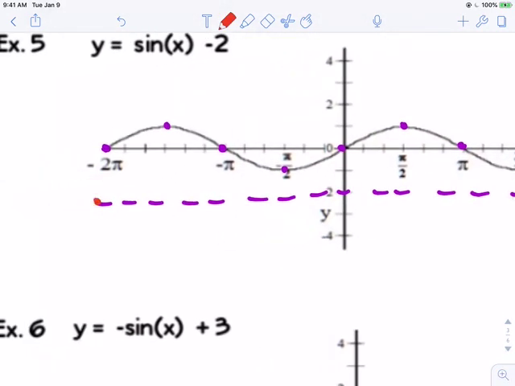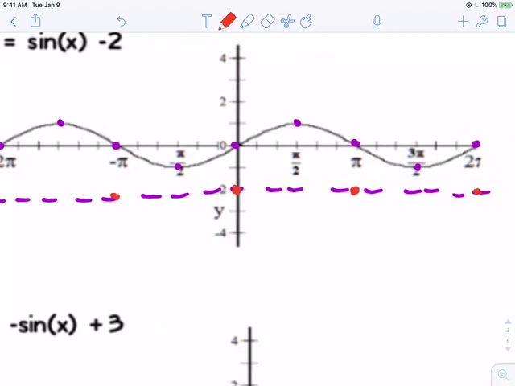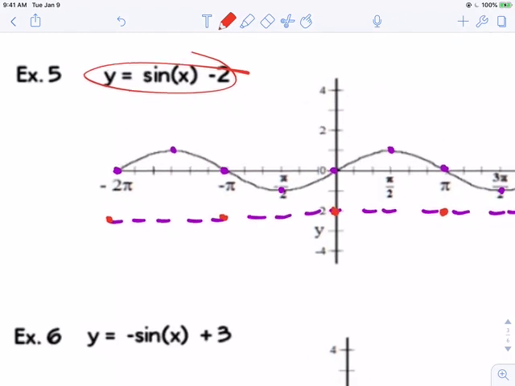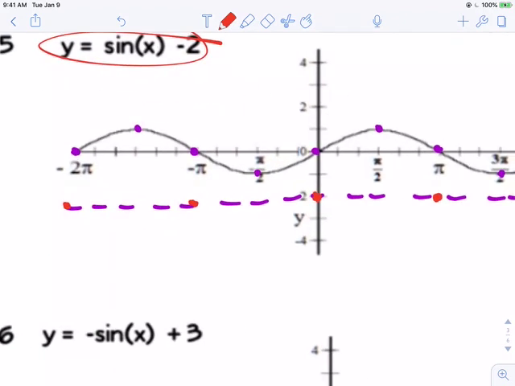Well, that one's going to be here. That one's going to be here. That one's going to be here. Here. Here. It's at 1, it's going down 2, so now it's at -1. It's at -1, it's going down 2, now it's at -3. It's at 1, it's going down 2, now it's at -1.